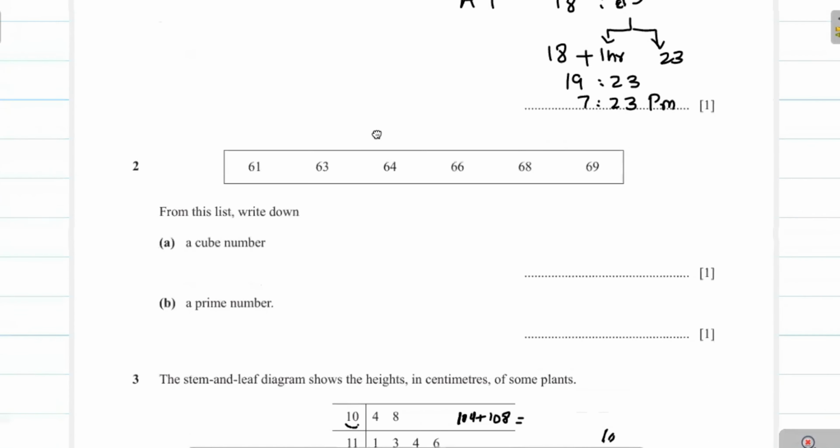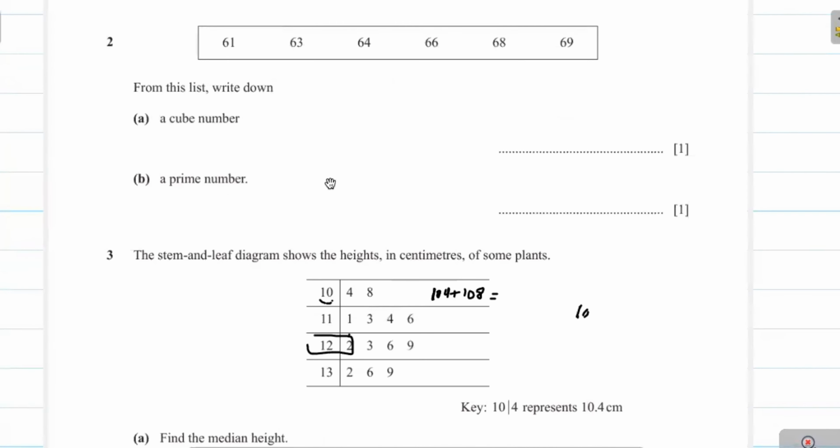Question number 2. From the list, write down a cube number. You see here, the cube number, 64 is the cube of 4, cube number 64. Next is part B, the prime number, a number which has only two factors, 1 and the number itself. It's 61. This is the prime number.